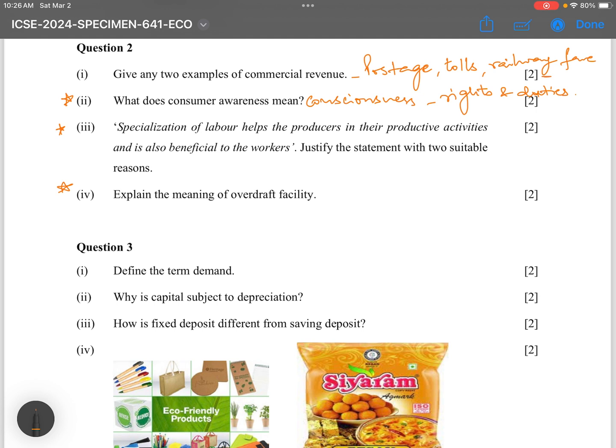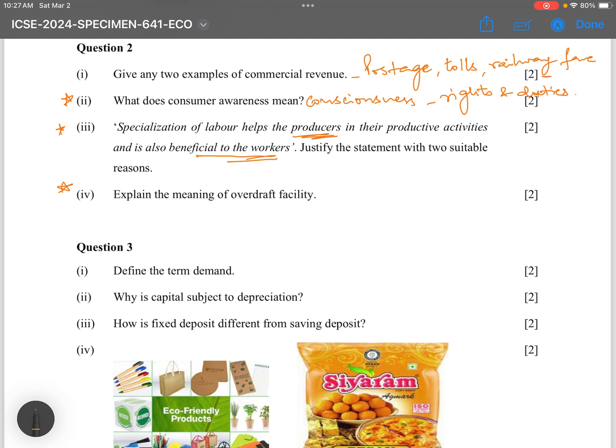They want a complete definition. Third question is, specialization of labor helps the producers in their productive activities and is also beneficial to the workers. So now they are asking us to give 2 reasons to prove this statement. Now, if you notice, the statement specialization of labor means they're asking us about division of labor, help the producers and is also beneficial to the workers.